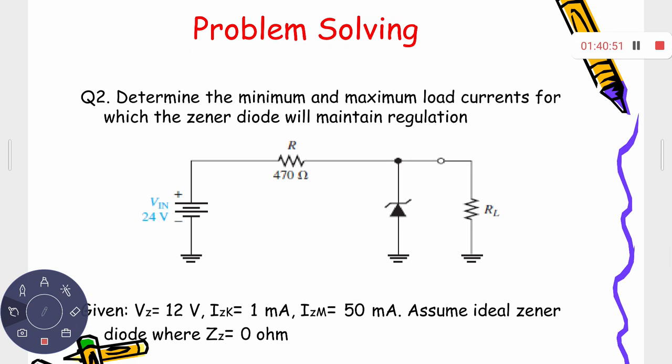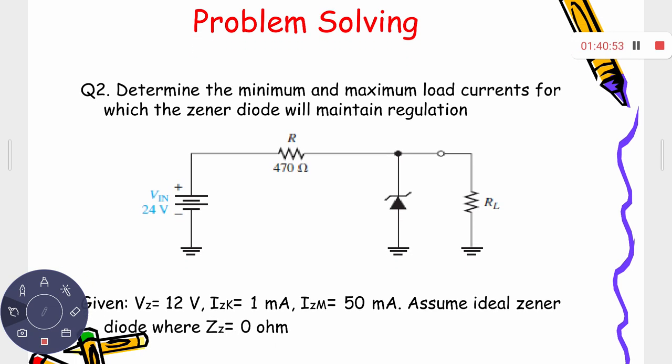Now, this time you are sitting at the source end, right? And you are dictating the load. Determine the minimum and maximum load currents for which the zener diode will maintain the regulation. This time the source specification is given to you, and with some other additional specifications, you are asked to find out what could be the minimum and the maximum load currents.